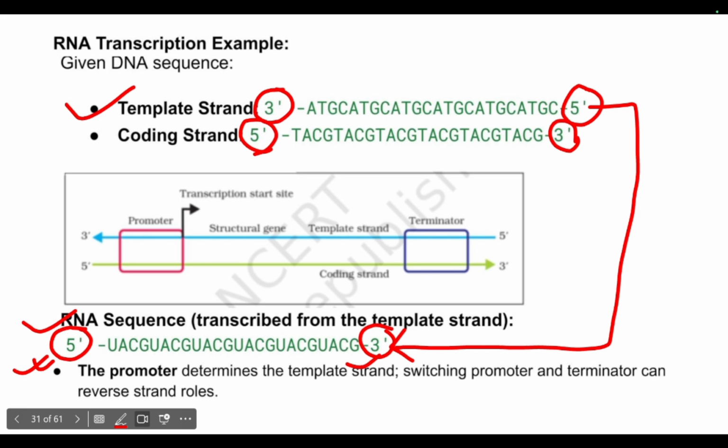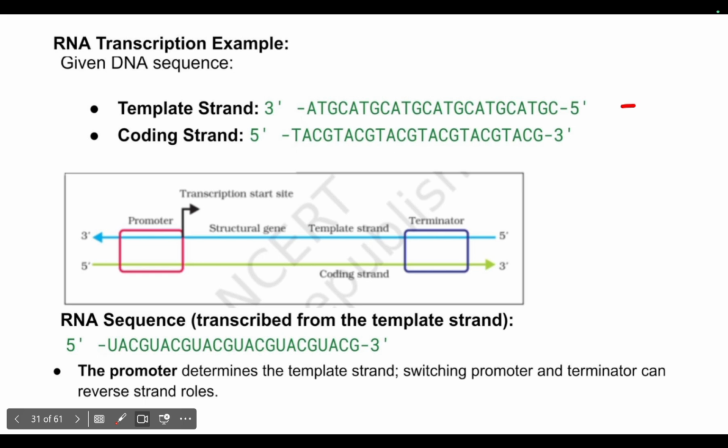Then the second factor you need to observe is that the sequence of the template strand and the sequence of the RNA are complementary to each other. So let's see here. Here you can see there is A, here U, then T, here is A, here is G, here is C, C, G, A, U. It means they are complementary to each other. In the case of the coding strand, you will not see any complementarity. The RNA is exactly the same as the coding strand. The only difference is that instead of T, it will have U. The rest of the sequence will be the same.